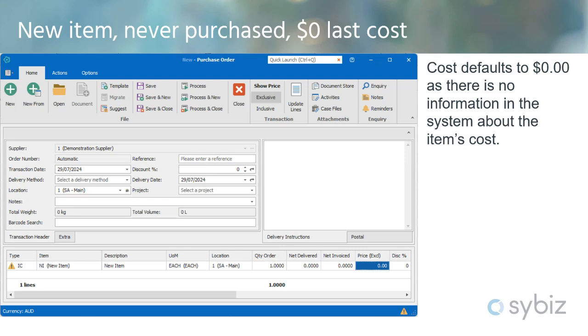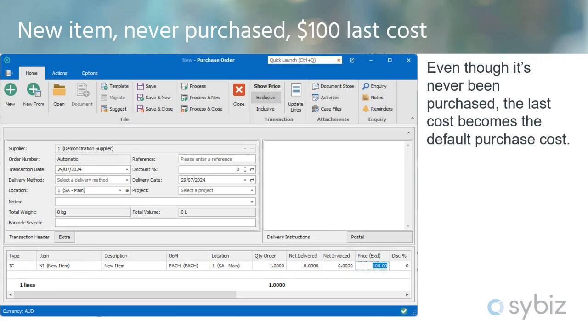That's just, I guess, the vanilla out of the box experience that you'll have. And essentially, it's best explained in this next slide here. If you attribute a last cost when you create an item, then that is what is used as the default if there's been no purchase history. So it's a good idea to ensure that those last costs are reasonably accurate.